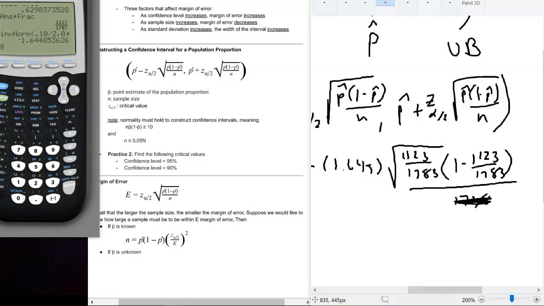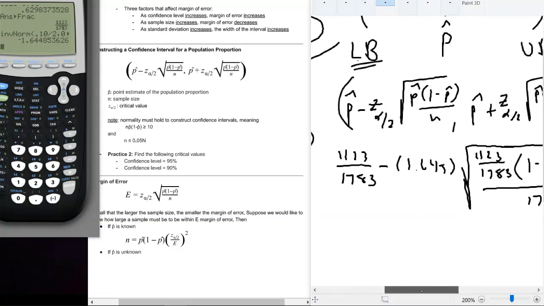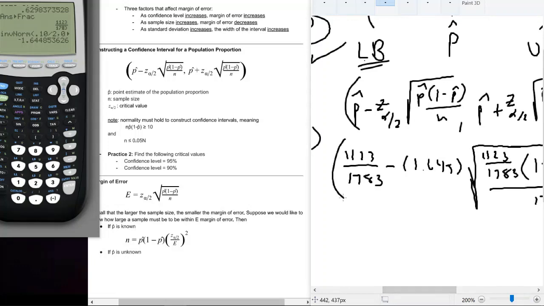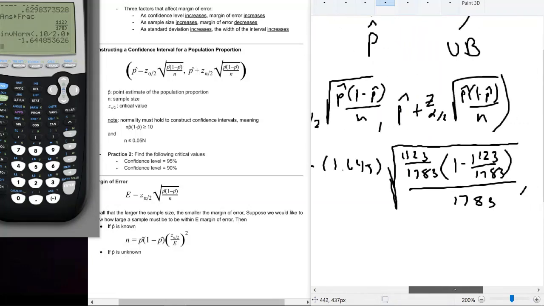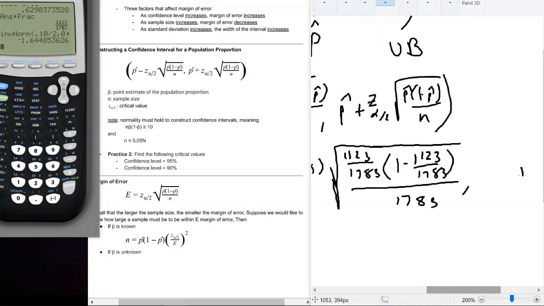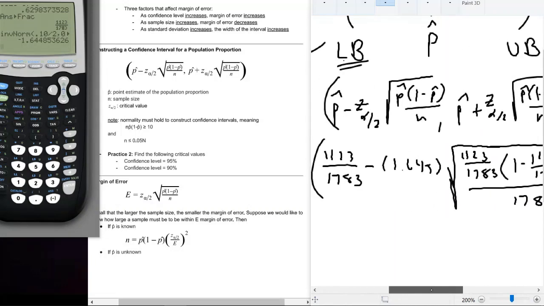Let's do that again. 1783. And just keep in mind, that's barely the lower bound, right? That's barely the lower bound. We would still need the upper bound that had the plus sign, right? So that's very time consuming, very time consuming.